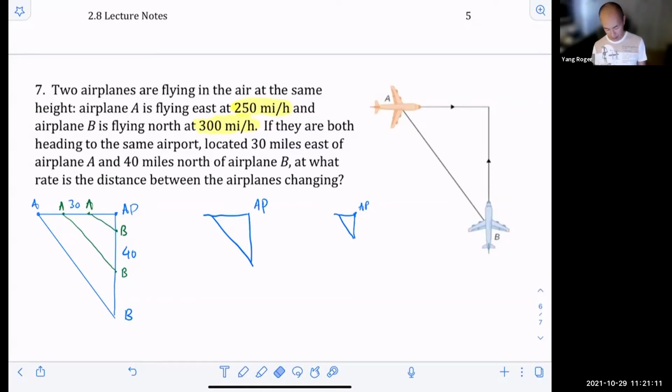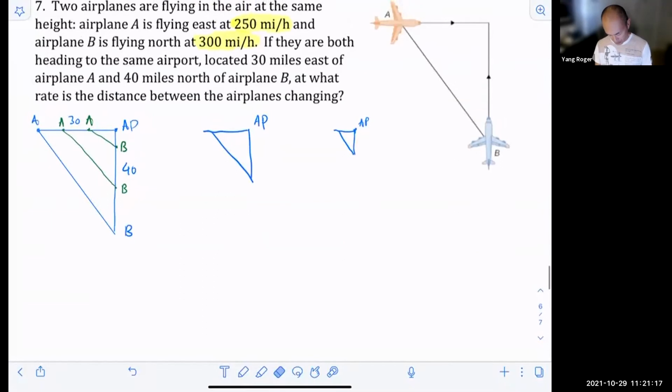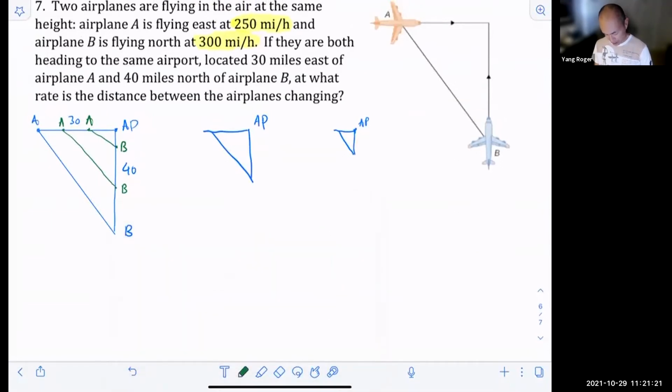All right. Let's see if we all have the same schematic diagram. For your snapshot photo, did you guys all draw a right triangle? It looks like this, something like this.